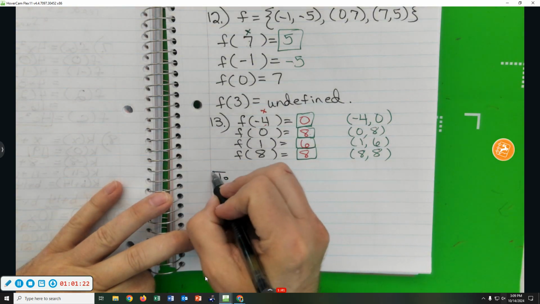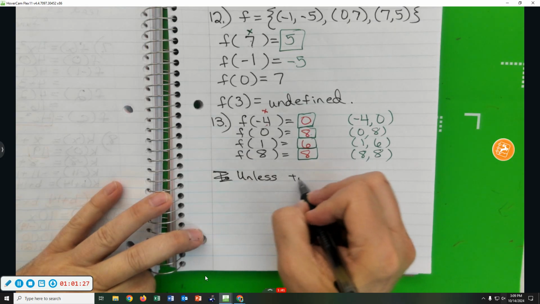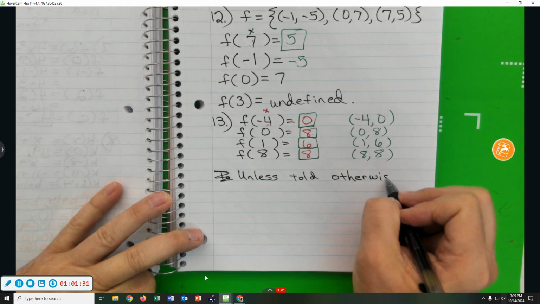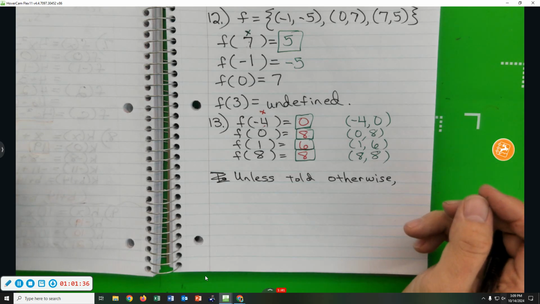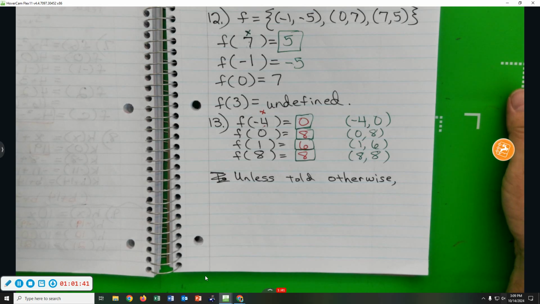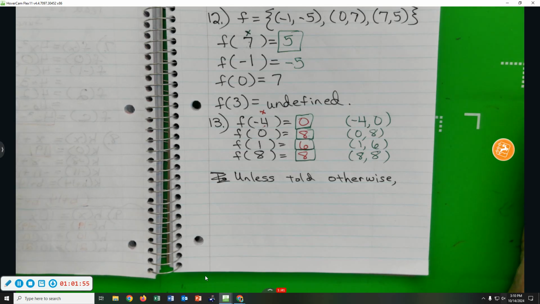Unless told otherwise. And in other classes like my business calculus class, we're told otherwise. There are plenty of times they say, here's a cost function and assume that it only works for x values greater than or equal to 100. So sometimes they specifically tell you the domain, especially in an applications course like that business calculus class of mine.